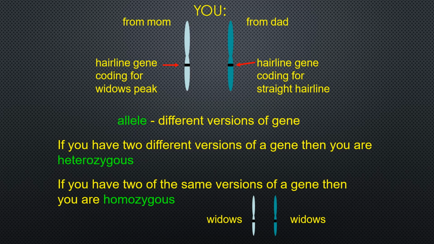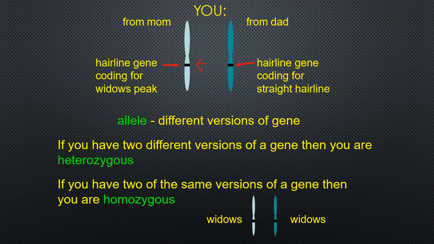Okay, so let's say this is you. And you have your one chromosome from your mom and your one chromosome from your dad. And for our example, we are going to say that we're still looking at the trait, the hairline gene for widow's peak, and this is its locus right here on your chromosome. Now, when we use the term allele, that means different versions of the gene. So the two alleles for us would be the presence of a widow's peak or the absence of a widow's peak, or another way to say that would be a straight hairline.